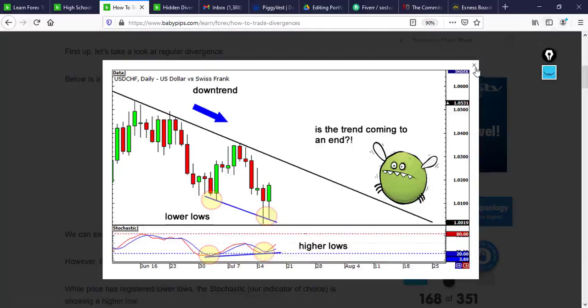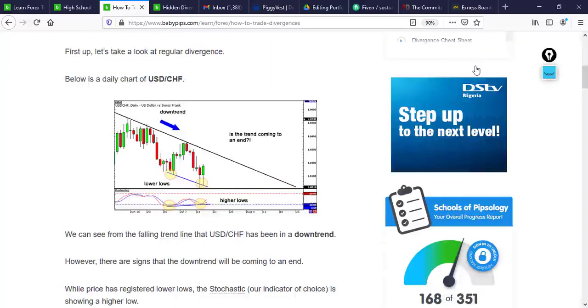So what do we see? This is a very clear divergence. They're not moving in the same direction. The stochastic indicator should be making lower lows, but rather than making lower lows like the price, it is making higher lows. So this can signal to us a possible change in this downward trend.